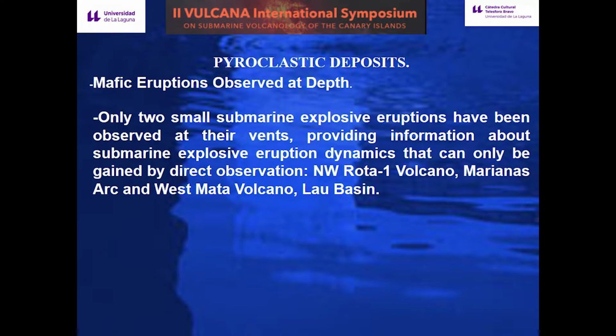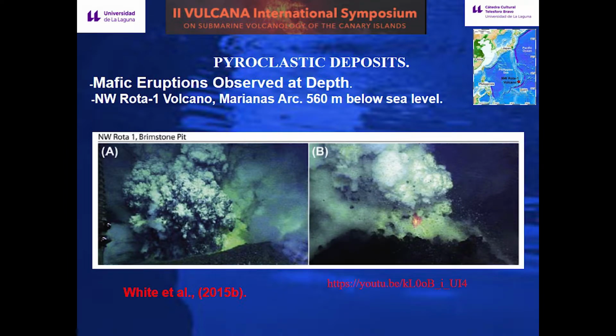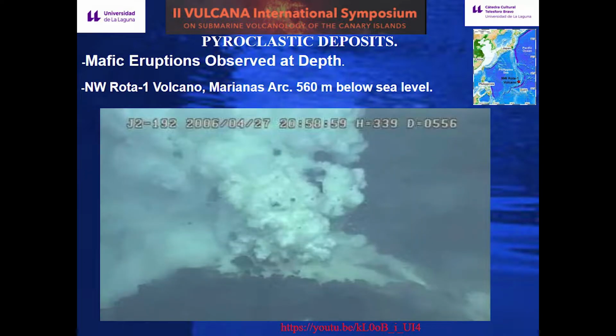Only two small submarine explosive eruptions have been observed at their vent, providing information about submarine explosive eruption dynamics that can only be gained by direct observation. These are the Northwest Rota-1 volcano in the Mariana Arc and the West Mata volcano in the Lau Basin. Northwest Rota-1 volcano is in the Mariana Arc and is 560 meters below sea level. You can see a photograph of this activity at Northwest Rota-1 volcano. Now we can see a video of this activity.